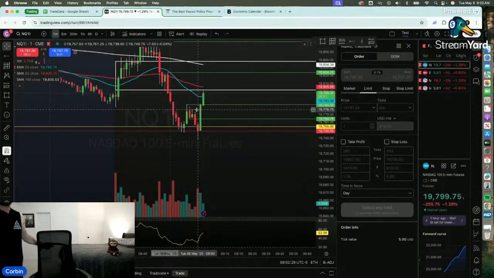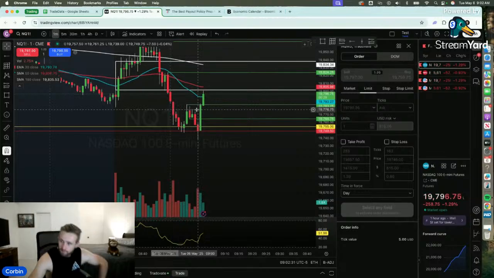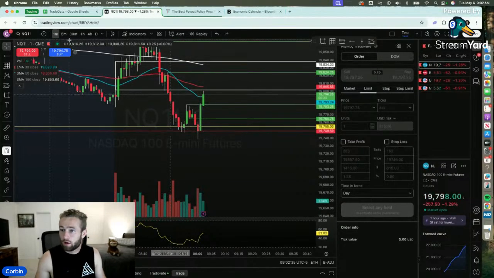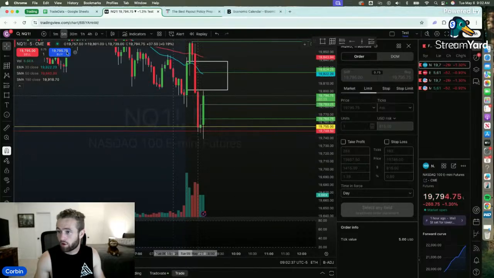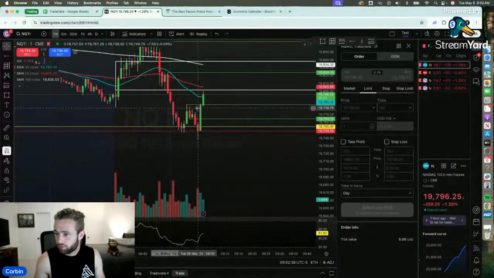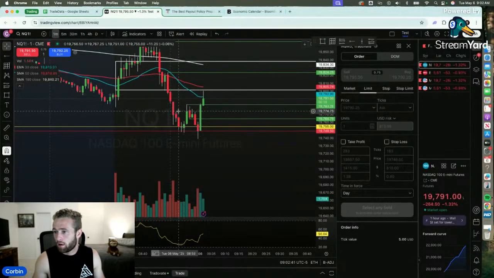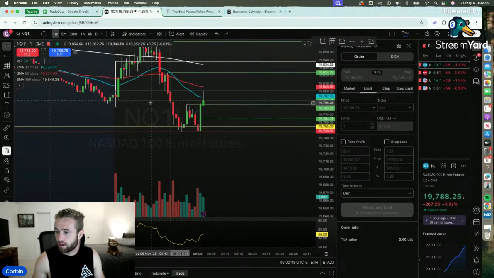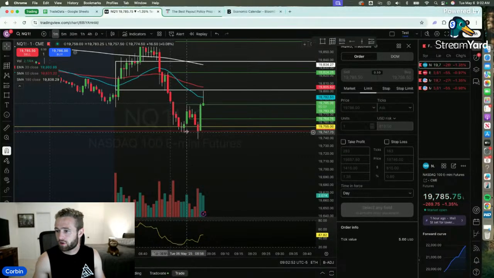All right, fellas, this is what we needed. This is nice. Okay, so obviously drawing liquidity there. Made a nice move. We broke above that high. Well, we got an inverse fair value gap formation right there. Break of structure right there.